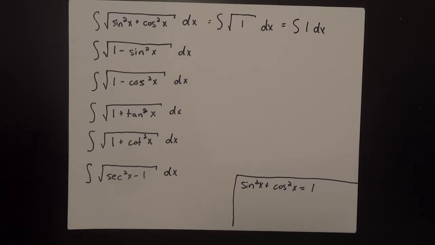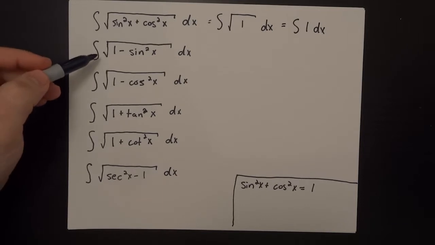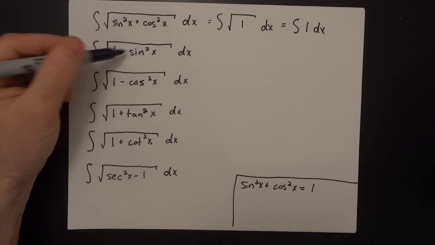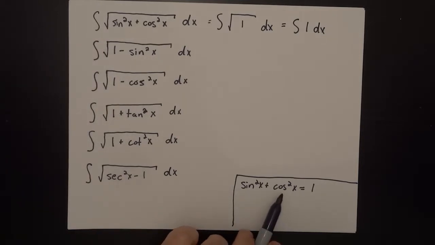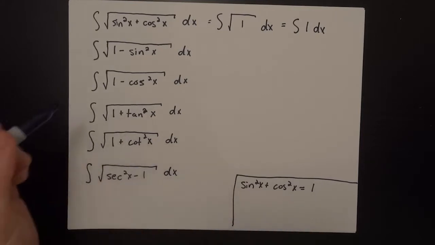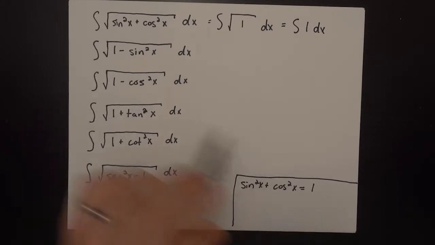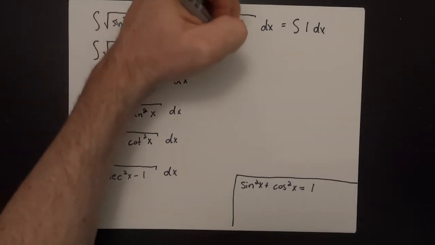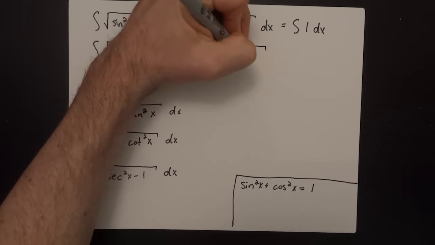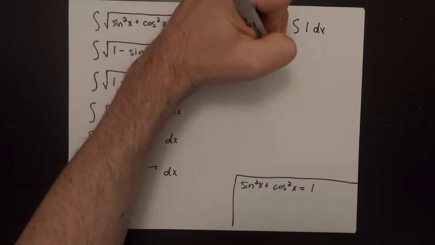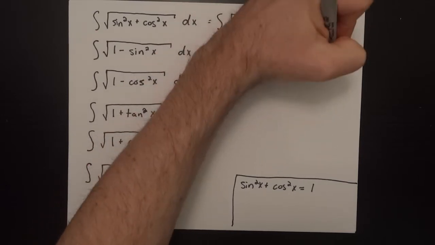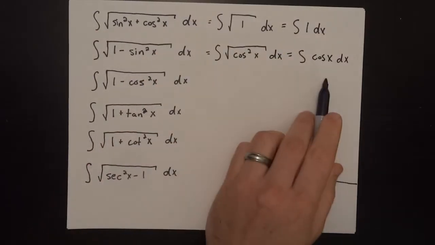And then you could do the same thing as you come down into the next one, right? So 1 minus sine squared of x is really just cosine squared of x using the same thing. So if you subtracted sine squared of x from this side and the sine squared of x from this side, you'd get cosine squared of x equals 1 minus sine squared of x. So you can use that same identity and say, well, that's just the integral of the square root of cosine squared of x dx, and that just equals the integral of cos of x dx, and we know how to actually integrate that.